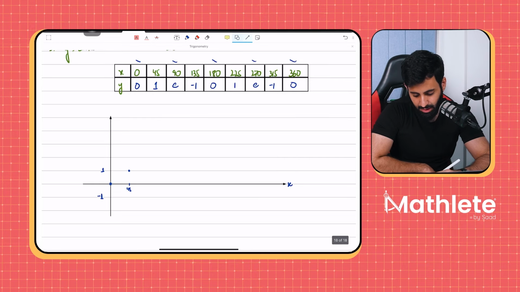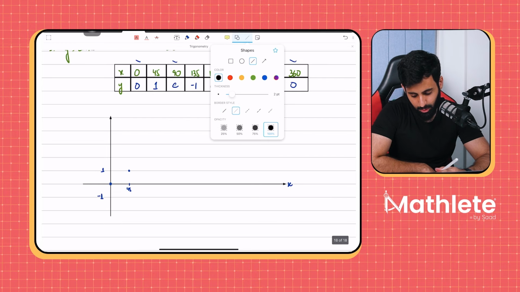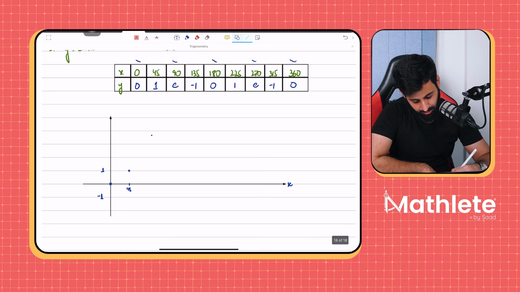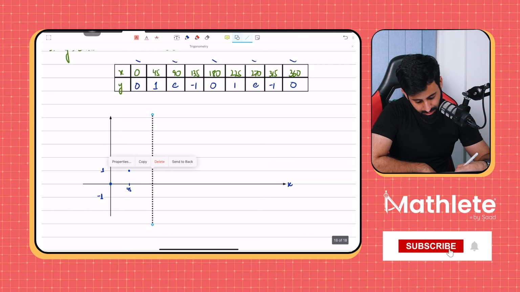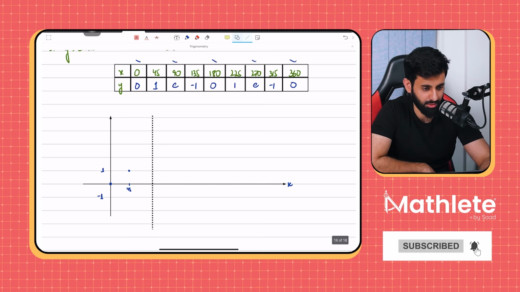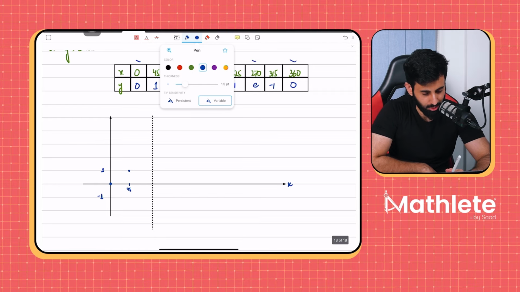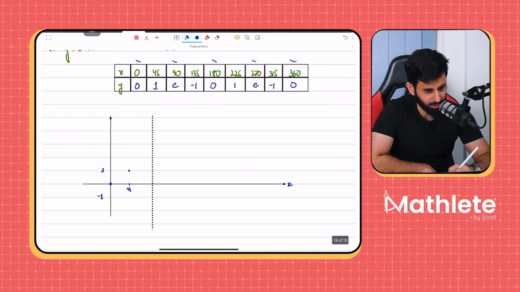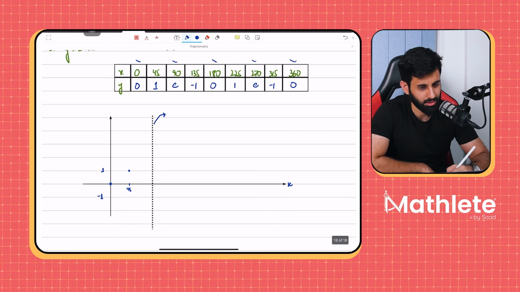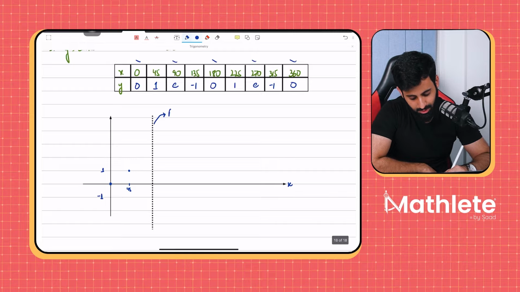At 90, basically what happens is the graph goes towards infinity. And what we do is we draw these dotted lines to show that. Now there's a name for these dotted lines. You guys know what these lines are called? There's a special name for these dotted lines. Yeah, so they're called asymptotes.